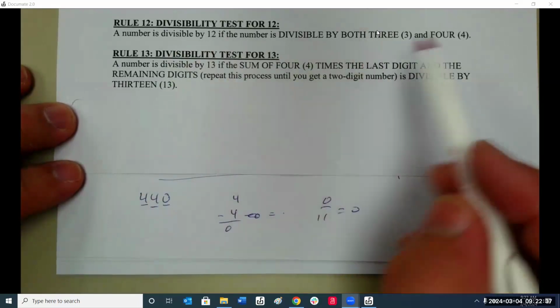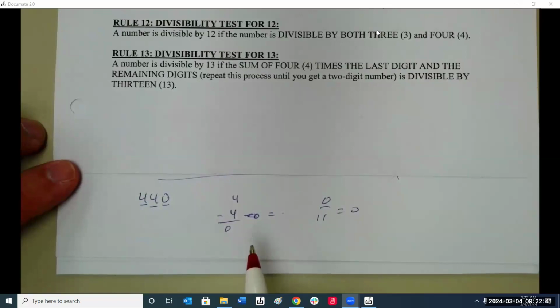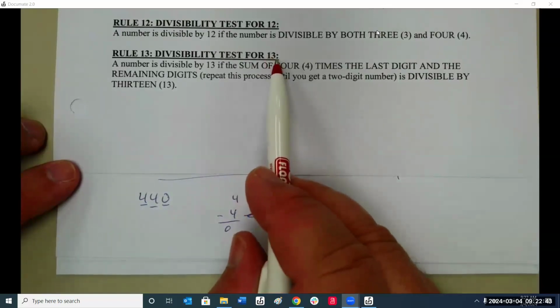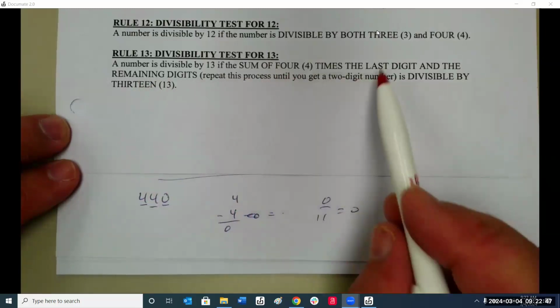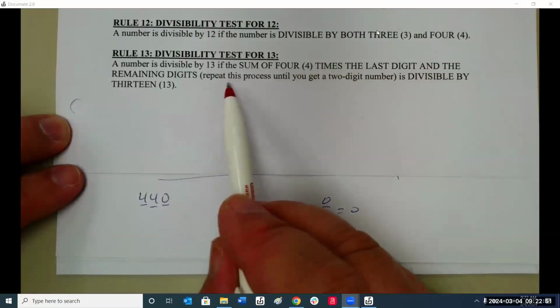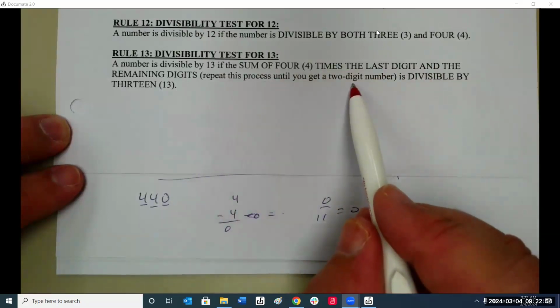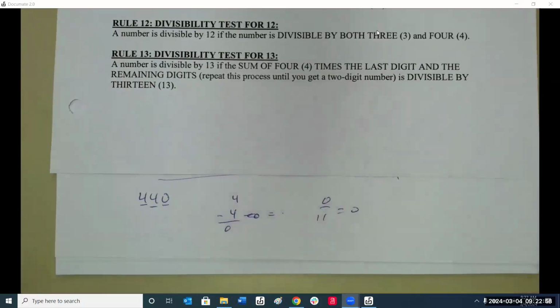Divisible by 12 if it's divisible by both 3 and 4. Divisible by 13 if the sum of 4 times the last digit and the remaining digits is divisible by 13. I've got to find that one again. I might have mistyped that one. But yeah, you have the most part here.